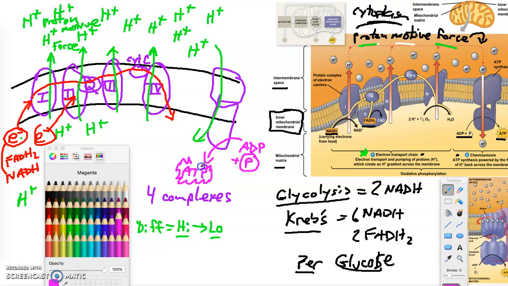There's our energy. That's cool. So now we have our final output for the whole shebang. All right, so back to the hydrogens.